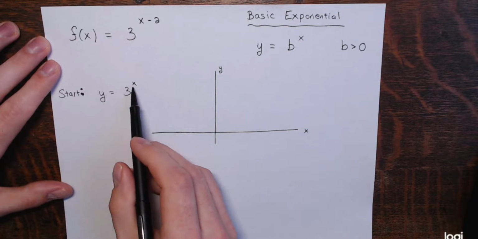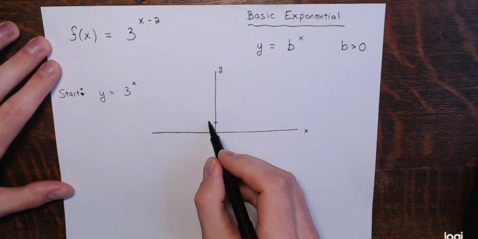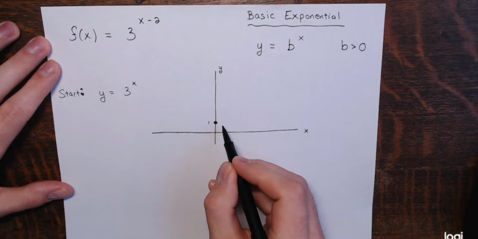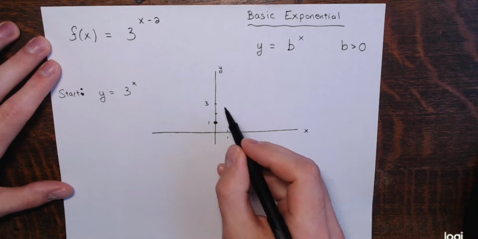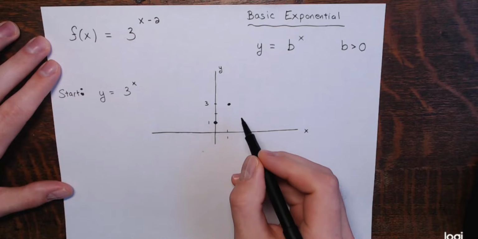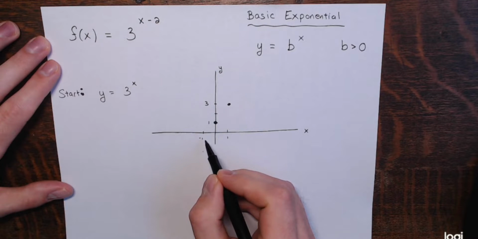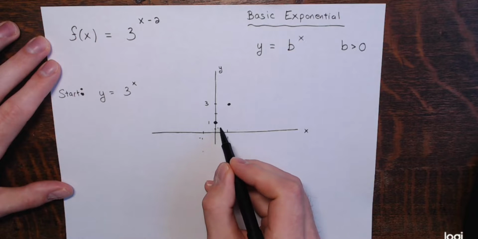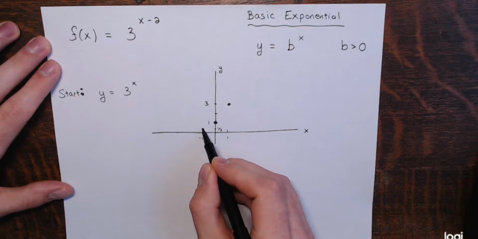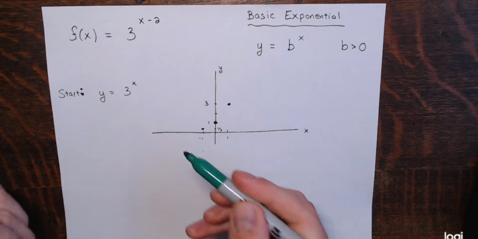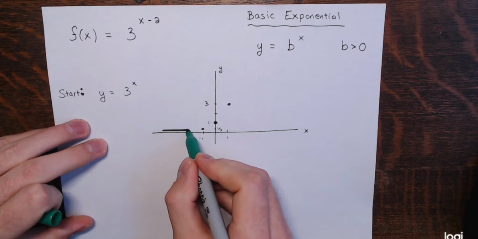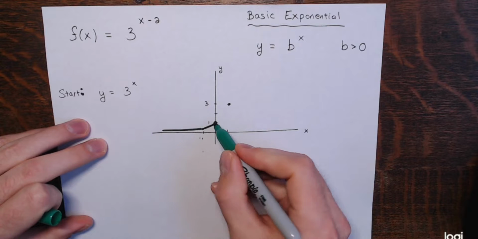3 to the 0 power is 1, so it would have 0, 1 on it. 3 to the first power is 3. So it has 1, 3 on it, right? 3 to the negative 1 power would be a third, 1 over 3, and the graph would look something like this. And I'll also go to that Desmos website to give you a better picture.